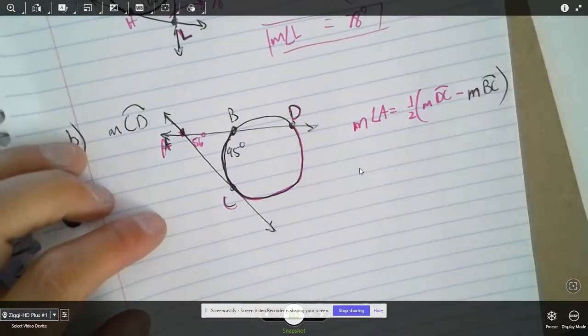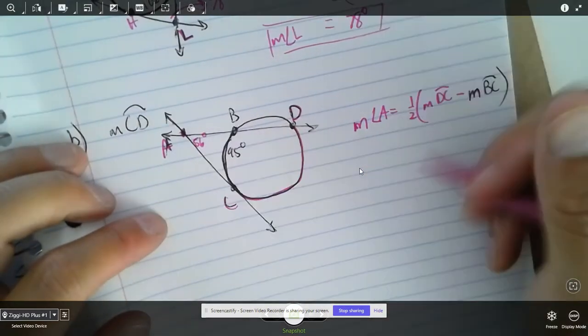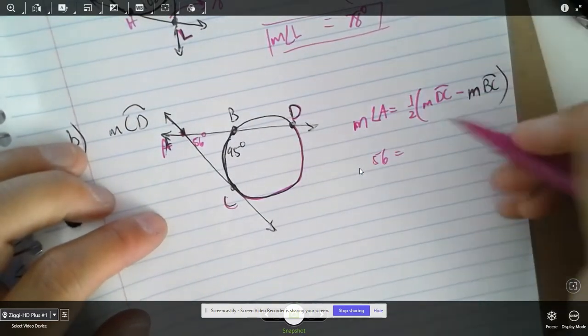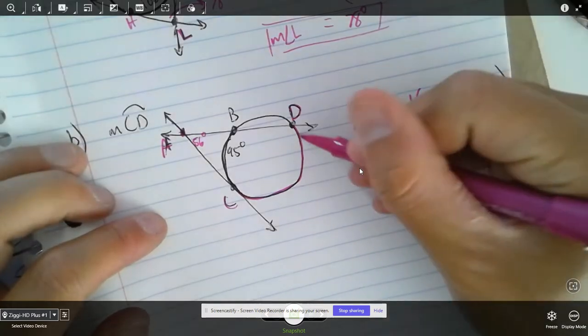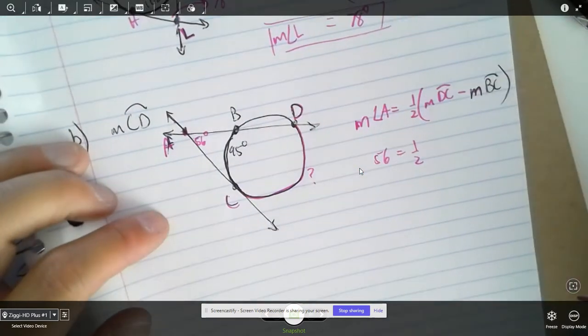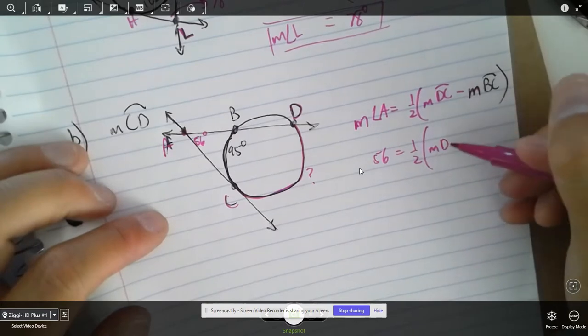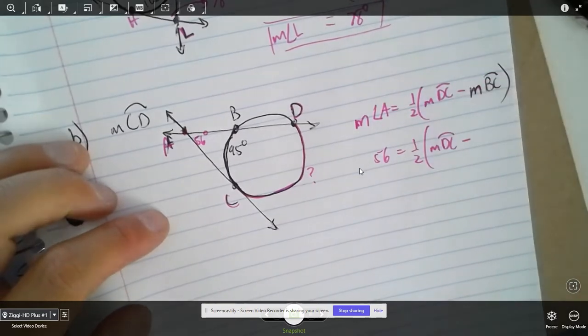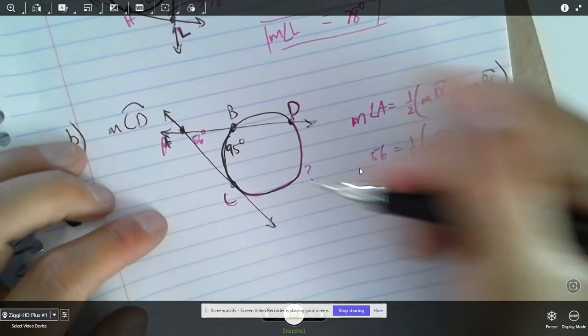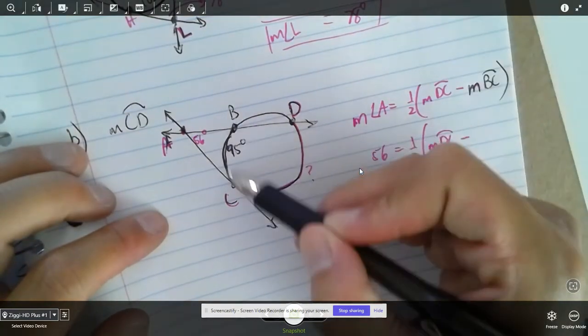And let's substitute in some values. I know the measure of angle A is already 56 degrees, so you just substitute, really. We don't know what DC is. That's the question mark right there. We don't know what that is, so we're just going to leave that as DC. And we're going to subtract. Oh, this is already given to me. BC is already given to me as this arc, 95 degrees.